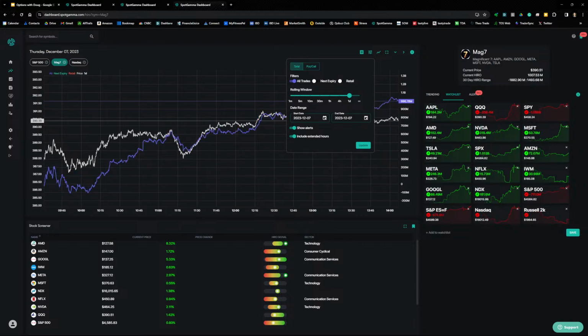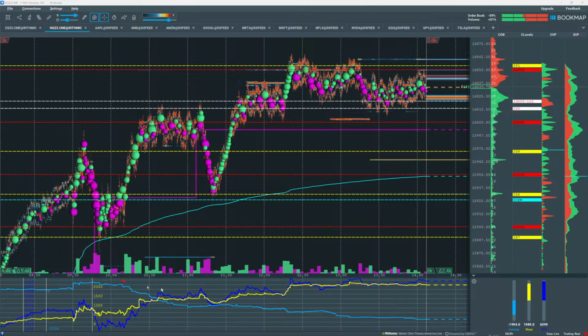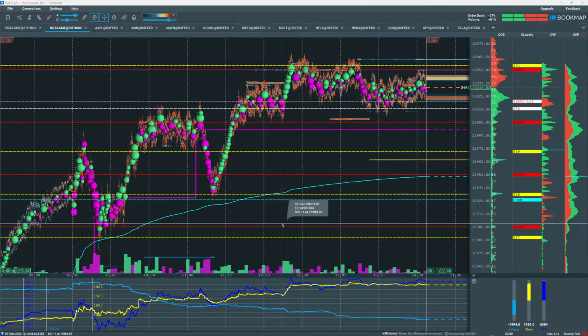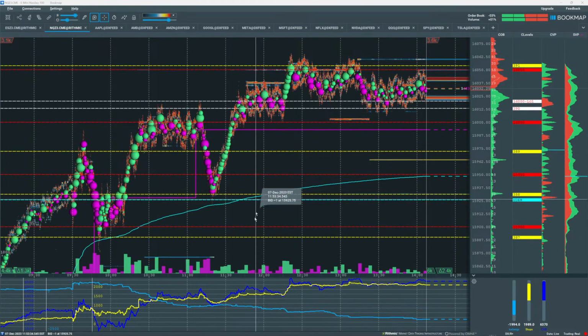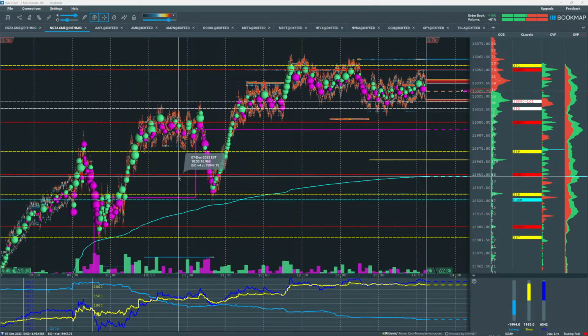Bookmap. Go to NQ. So in the case of NQ, large traders are selling with iceberg orders. That's shown by the falling light blue line. But aggressive traders are buying. That's shown by the rising CVD. Also note at these pullbacks the shifts in volume dots.